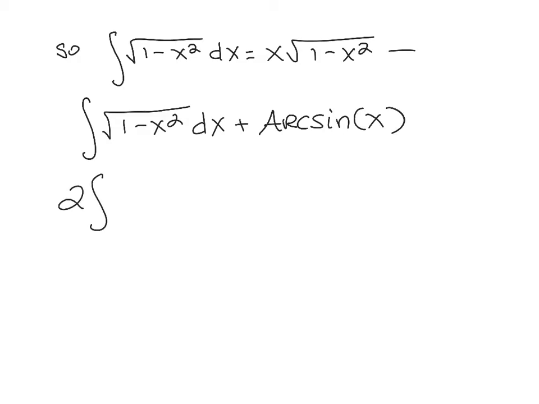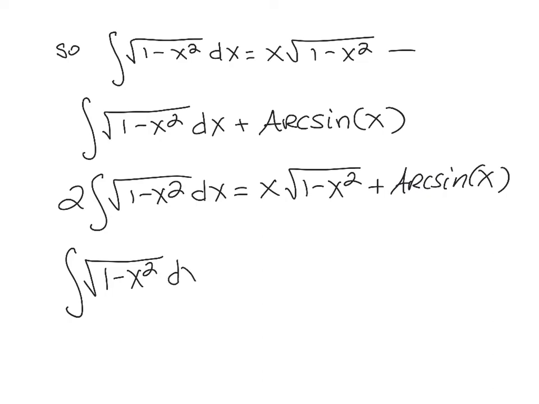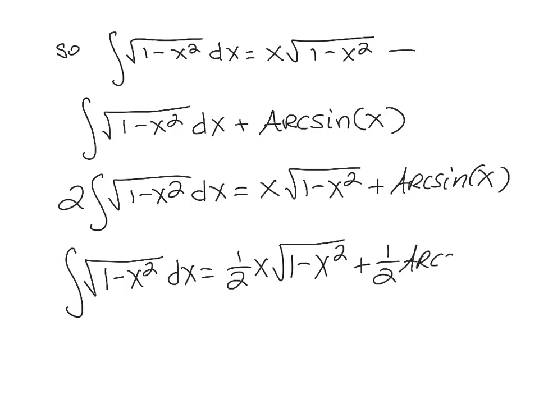You can see that we can move that integral from the right to the left. They're identical integrals. So on the left, it gives us 2 times the integral of square root of 1 minus x squared dx, which is equal to x square root of 1 minus x squared plus arc sine of x. If we now divide both sides by 2, we have the integral of square root of 1 minus x squared dx as 1/2 x times square root of 1 minus x squared plus 1/2 times arc sine of x. And then we can add a constant of integration c. And that's the answer.